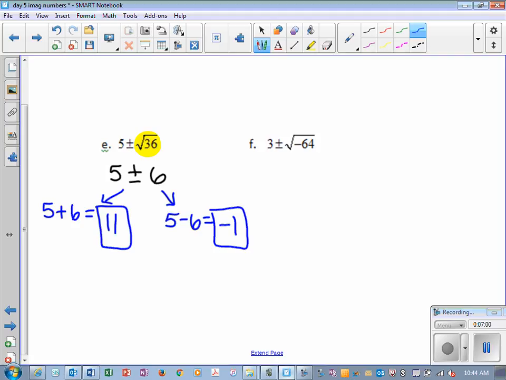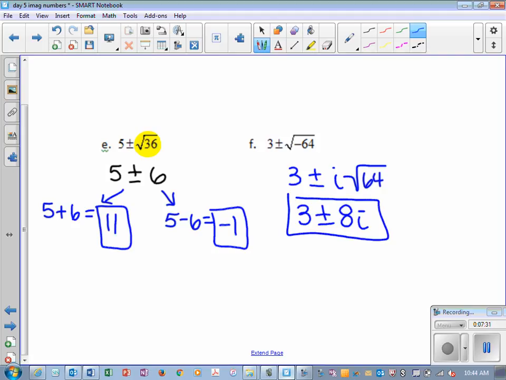Now, look at F. 3 plus or minus the square root of negative 64. 3 plus or minus, wait a second, there's a negative inside the square root. An i comes out, and I have square root of 64. Is square root of 64 a perfect square? You get a nice pretty number? Yeah? What do you get? 8. All right, so then this is 3 plus or minus 8i.